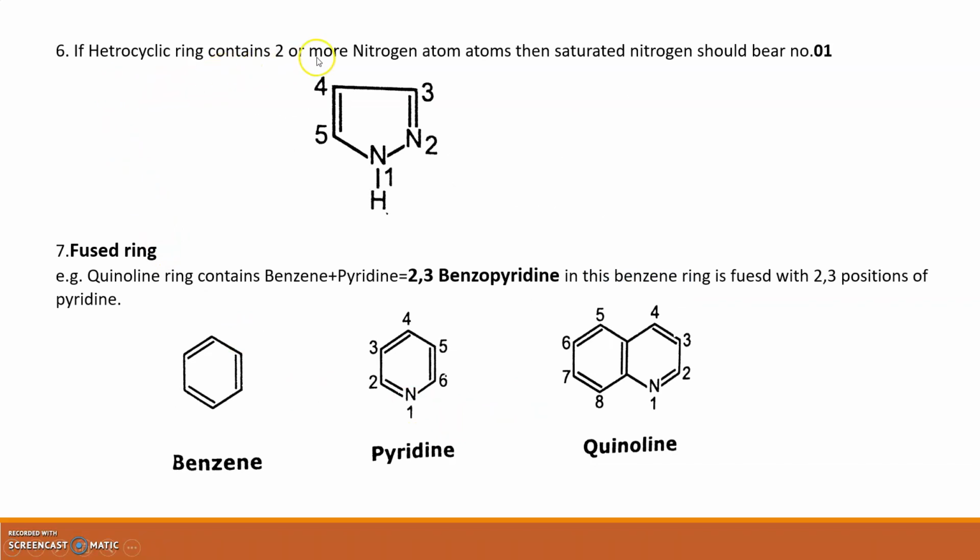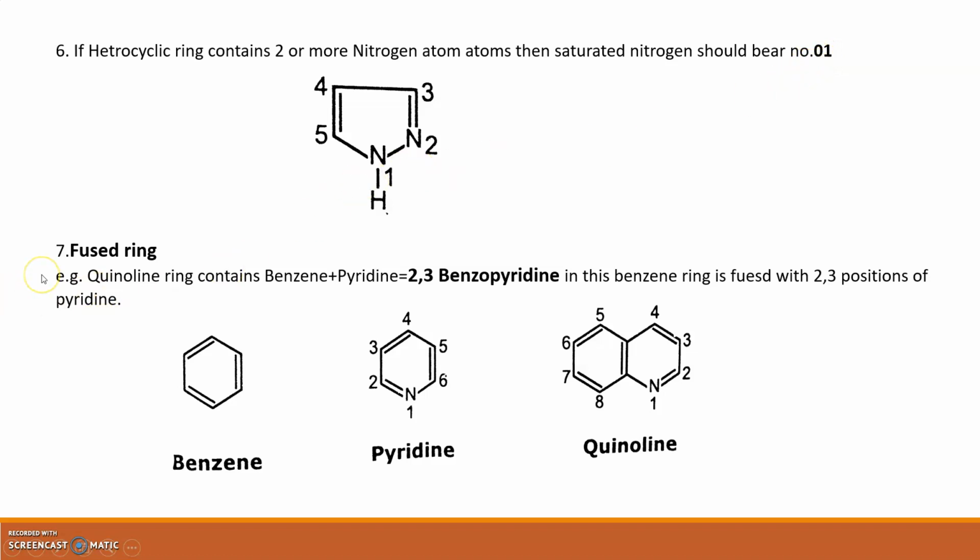Next, if the heterocyclic ring contains two or more nitrogen atoms, then the saturated nitrogen should bear number 1. See, this is the structure of imidazole. What does that indicate? Two nitrogens are present in the 5-membered ring. The very important point is this: the saturated nitrogen should bear number 1. Means here, the nitrogen containing one hydrogen atom is attached directly. That nitrogen we will give the first number, and the other nitrogen is the second number. So the saturated nitrogen bears number 1.